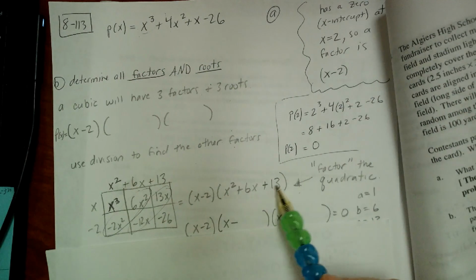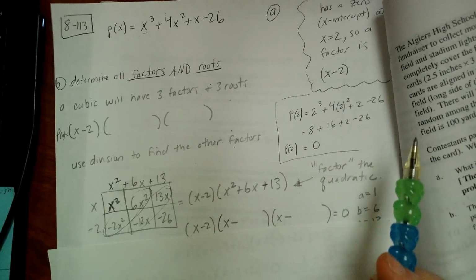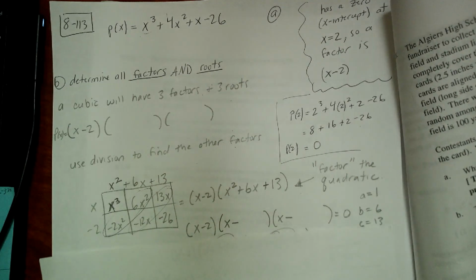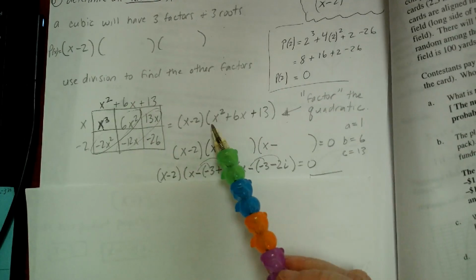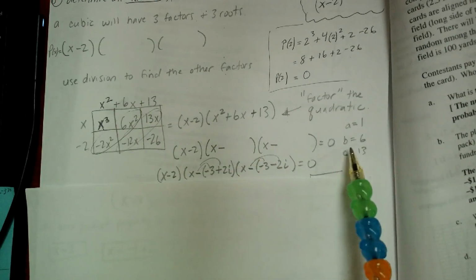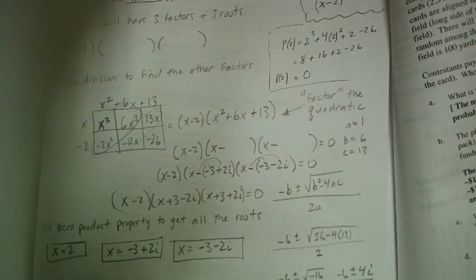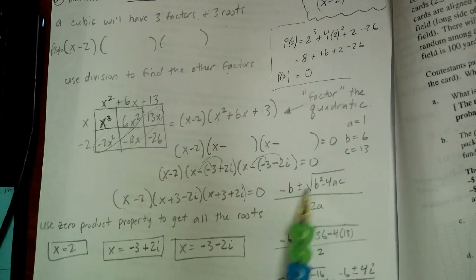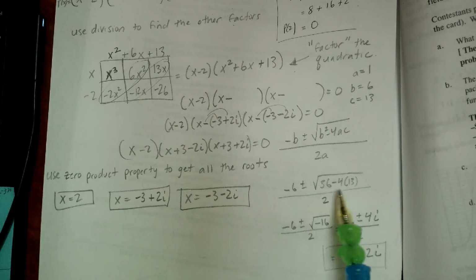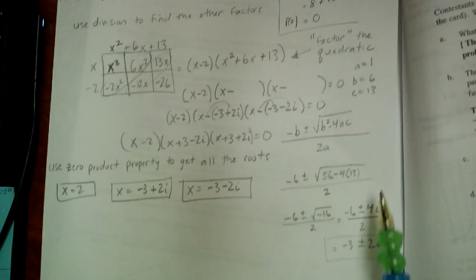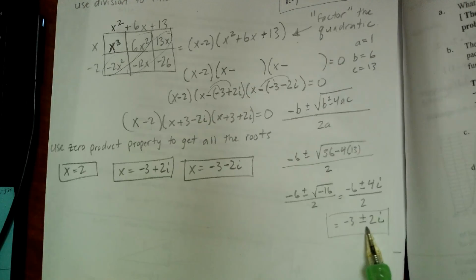So now I've got my quadratic, which isn't going to factor. There's no numbers that multiply to make 13 and add to make 6. So instead of factoring it, I'm going to put it in the quadratic formula. And so I'm going to use 1 for A, and 6 for B, and 13 for C. I think right over here I showed all my work of the quadratic formula. So I plugged in all my A, B, and C in the quadratic formula and did all this work. And I ended up with negative 3 plus or minus 2i.